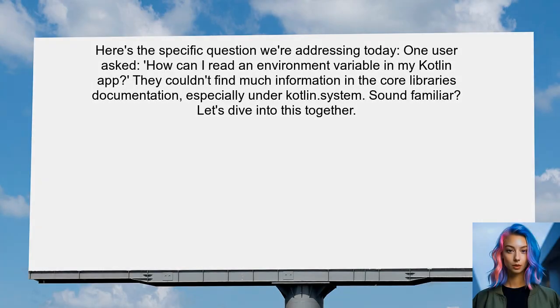So here's the specific question we're addressing today. One user asked, "How can I read an environment variable in my Kotlin app?" They mentioned that they couldn't find much information in the core library's documentation, especially under Kotlin.system. Sound familiar? Let's dive into this together.